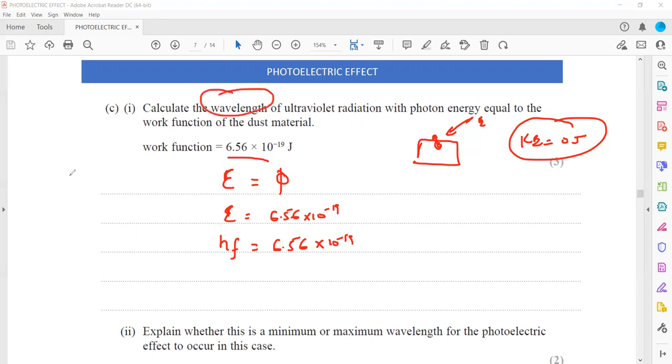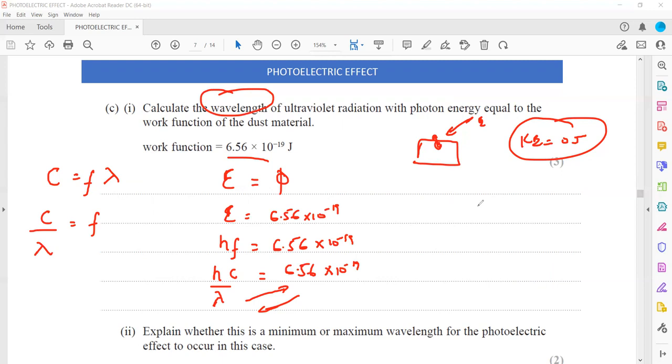So what is the formula which relates speed, frequency, and wavelength? Speed is equal to frequency times wavelength, and c is the speed of light. So frequency equals the speed of light divided by wavelength. In place of frequency, I can write c divided by lambda equals 6.56 times 10 to the power minus 19. Now we simplify for wavelength. Cross multiply, so hc divided by 6.56 times 10 to the power minus 19 will give us lambda.